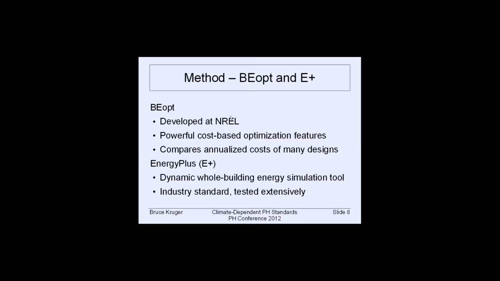So you set the footprint and the dimensions of the building, but then you can vary insulation levels and window types and all sorts of things, and it will compare annualized costs for all those different combinations and tell you what are the most efficient choices out of what you've specified.